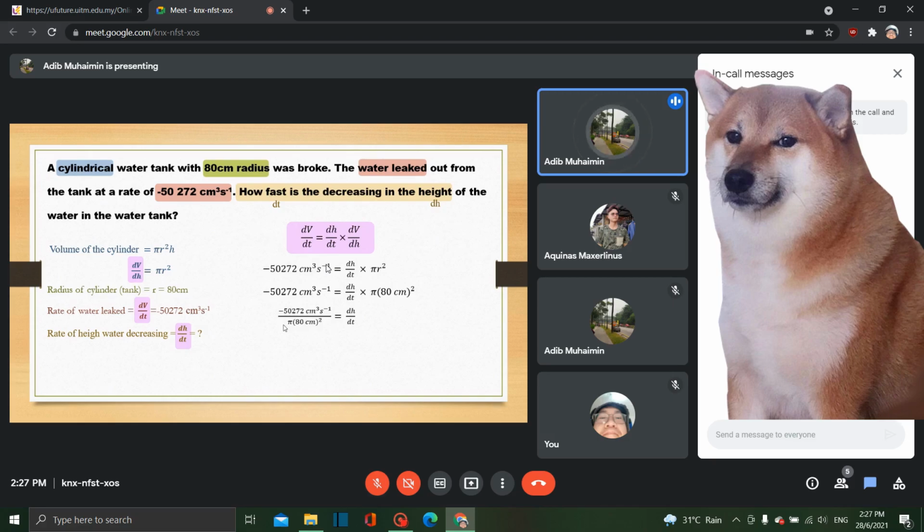Then we divide both sides by pi times 80 centimeter squared. Then we can get dh over dt, or the rate the water height is decreasing, is negative 2.5 centimeter per second. But it's better for us to write the final answer on the right hand side. So I hope you understand my explanation.